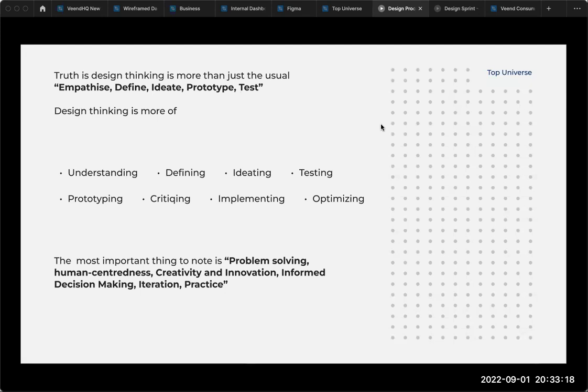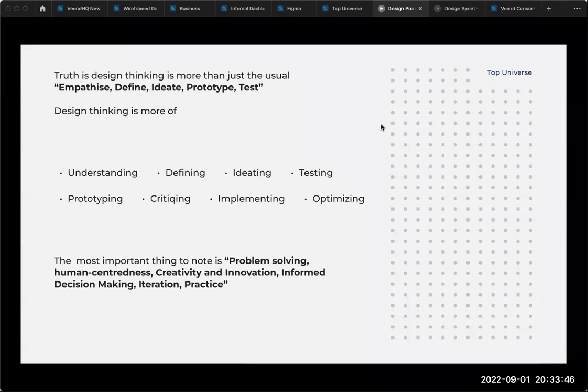And that is what design thinking is talking about here. So it is not just the usual empathize, define, ideate, prototype, and test. It's not a linear process. It's a continuous process, a looping process. And one thing people think is, once I've started, I must always go through every process. It's not a must.